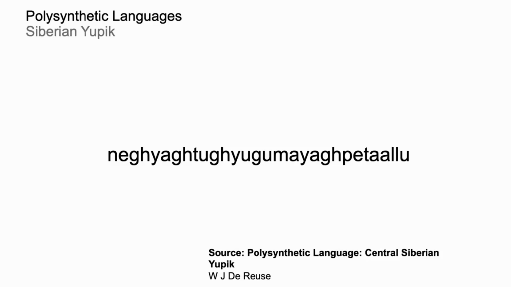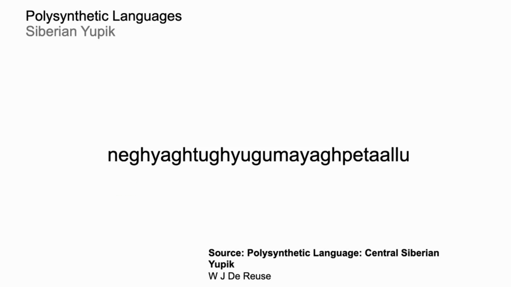High in the north. I actually needed some time to find that. I found a paper that studied it a little bit. So here we have Nekyak Tukyu Gumayak Petalu. That's a full sentence. So here, the entire sentence is just a single word. It's not just a compound word like in German, like Donaudampfschifffahrt.